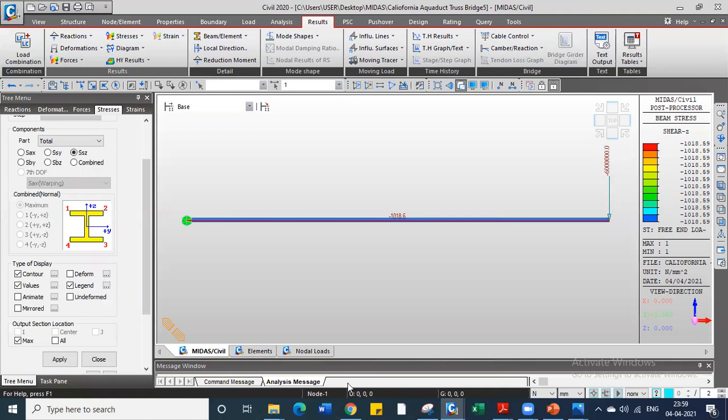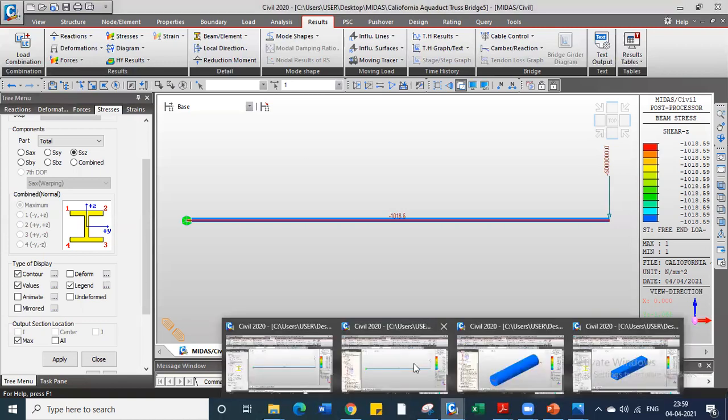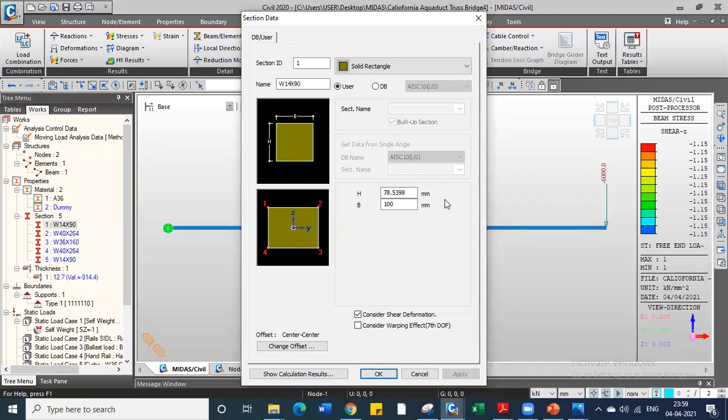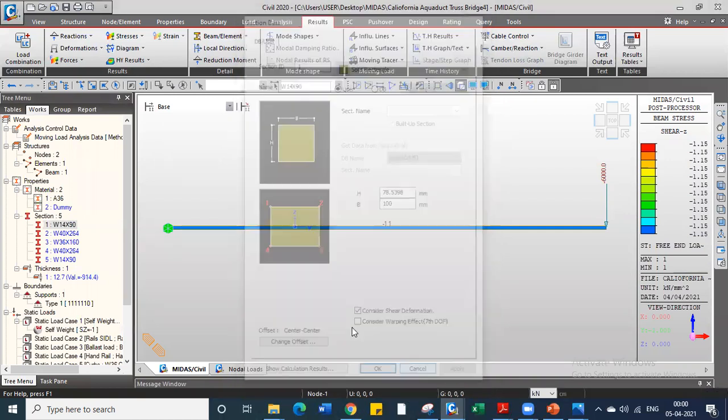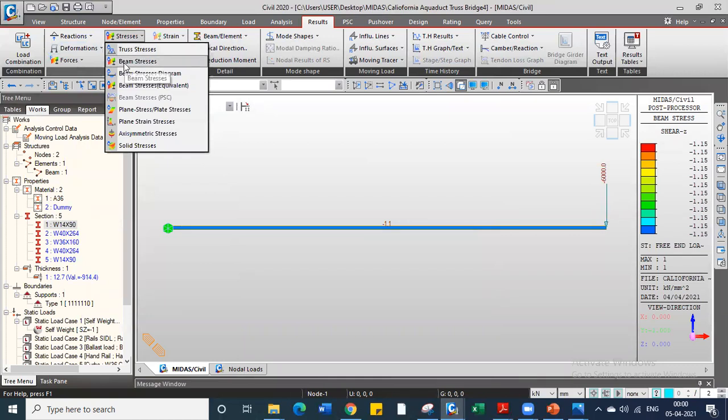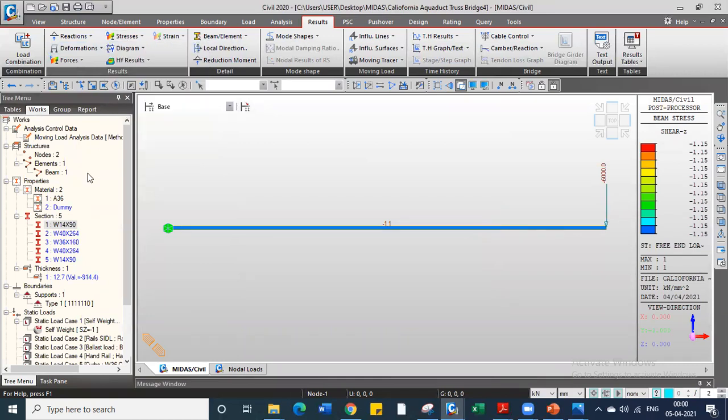Now, if the same beam is loaded with this force, but with a rectangular cross section, with a height of 78.53 mm and a width of 100 mm, the area of cross section of both beams comes out the same, 7,853 mm square. So the area of the cross section has been kept the same for the purpose of comparison. And if we check the maximum shear stress developed due to the same force acting at the free end of the beam, just one second.